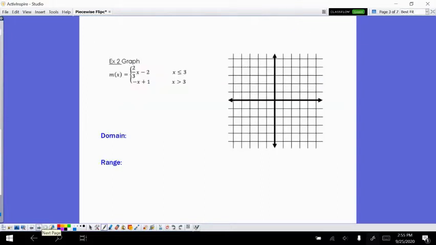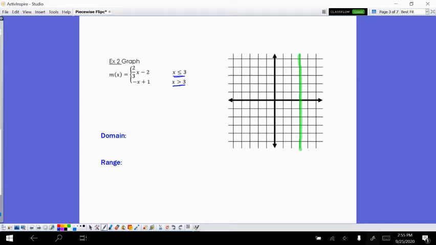So here's our second example of the day. We graph this piecewise function. And we're first going to look at our transition values or our change values. And they're both at 3. So I'm going to use my highlight tool to go over to 3 and draw a vertical line at 3. We're going to switch from one graph to the other.